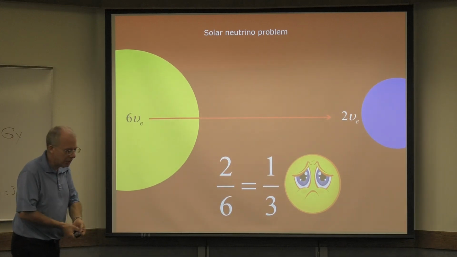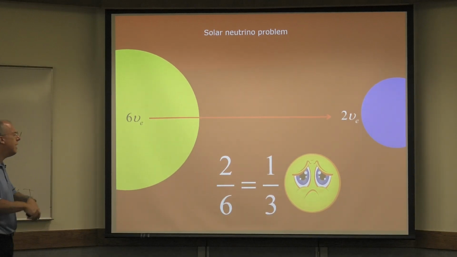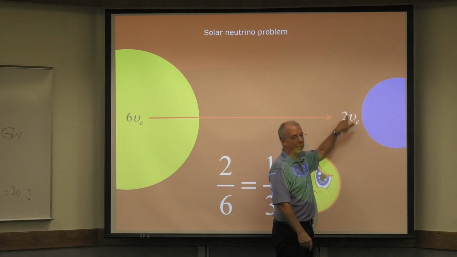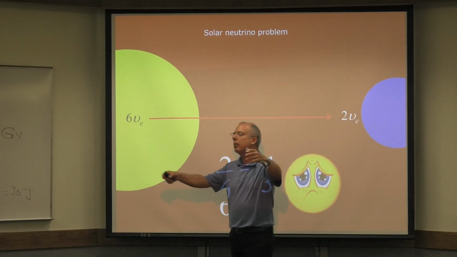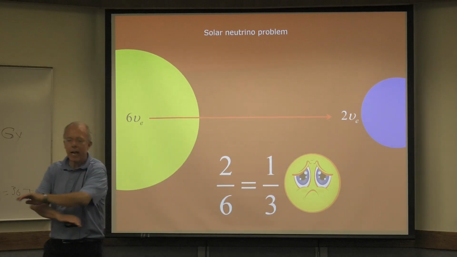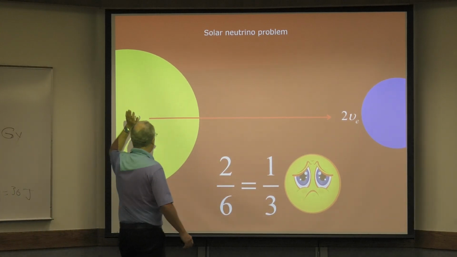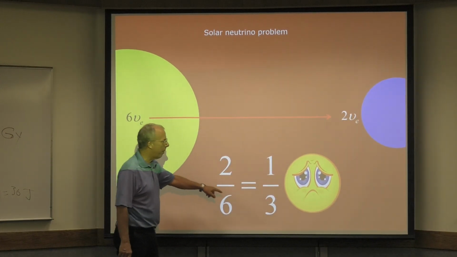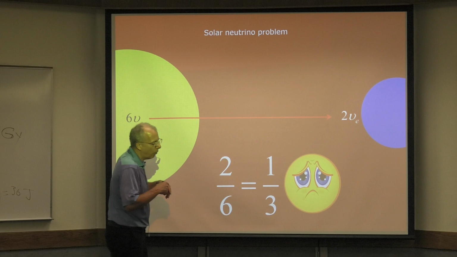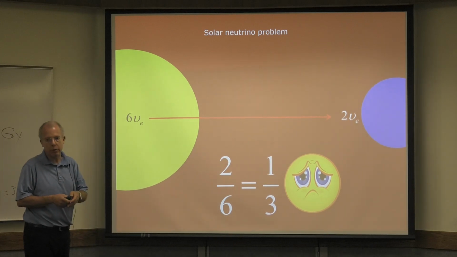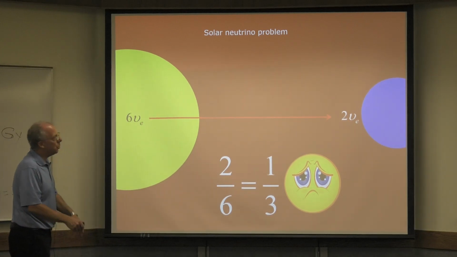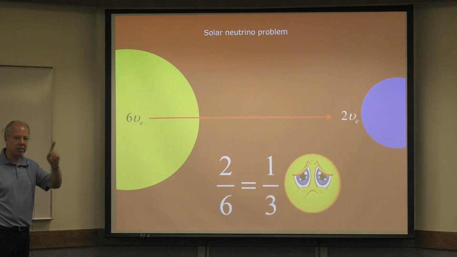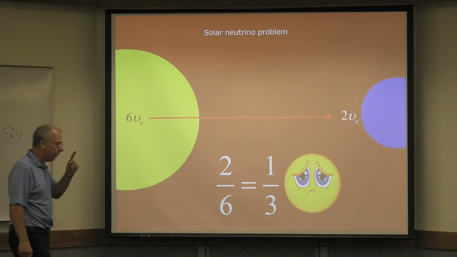So they built this detector. They took data for years and years and years, and all they ever measured were 2 per day. Then other people built detectors, and they got the same result. They're supposed to measure 6, they get 2. So they were always off by a third. I mean, they only measured 1/3 of what they were supposed to measure. So this was kind of a problem, because different experiments had the same results, and they disagreed with the theory.